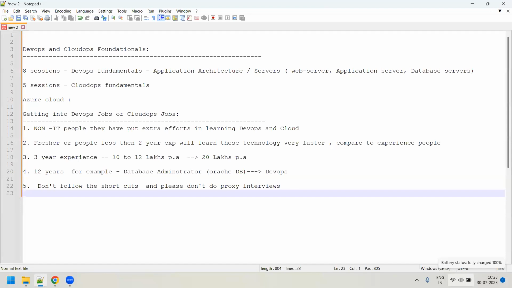Sir, shall I know how to install Jenkins? Yeah, you should know the installation. Sir, shall I know how the pipeline works? You should know. Sir, shall I learn the freestyle project, how to write it? Yeah, you need to learn all those things.